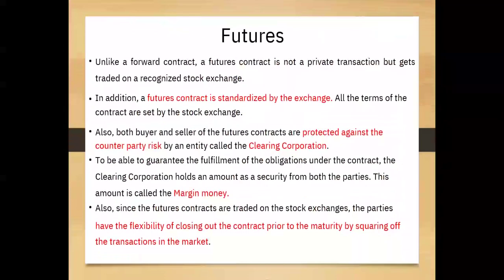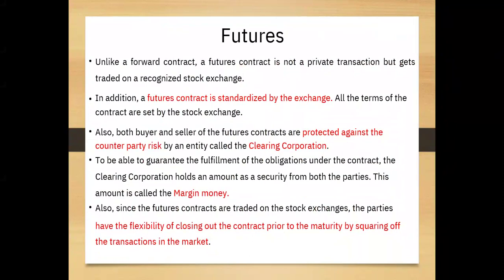Again, coming back to futures. Unlike a forward contract, a futures contract is an agreement between two parties, and this is not a private transaction but gets traded on a recognized stock exchange. There is a difference between forwards and futures. A forward is a customized contract. It is not traded on a recognized stock exchange. The forward is traded in the over the counter market only. Whereas a futures contract will be traded on a recognized stock exchange.